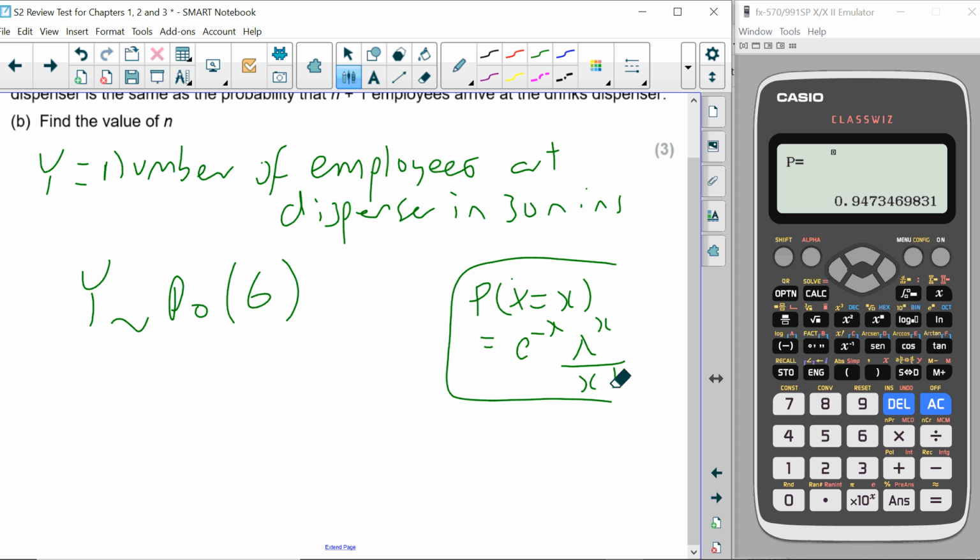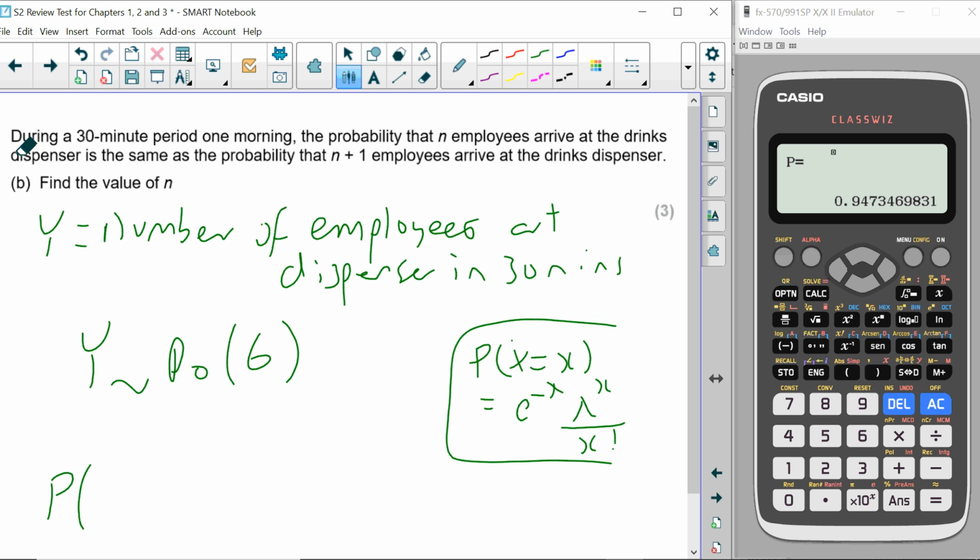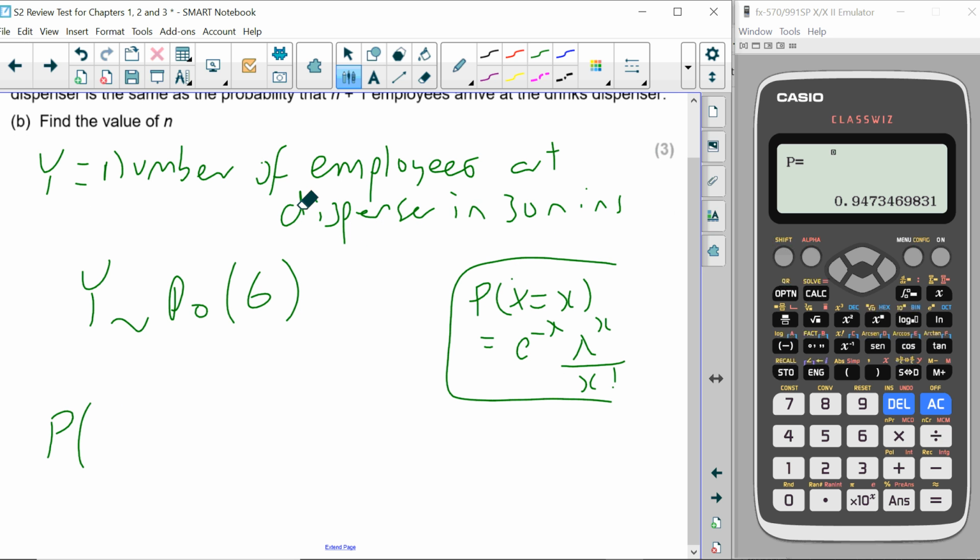That's what we're going to do here, because we're talking about the probability that n employees arrive at the drink dispenser. So first of all, I could work out the probability that Y is equal to n. Well, that's the same as saying e to the minus lambda multiplied by lambda to the power of n, because x is n in this case, all divided by n factorial. Okay, so I've got my first one.